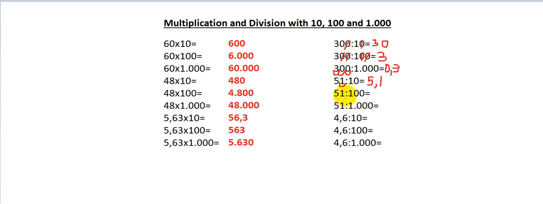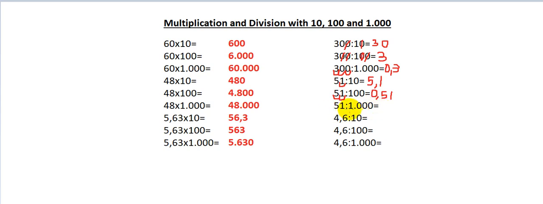Next, we have 51 divided by 100. We start from here, and we move 2 places to the left. 1, 2 in front of the 5. Again, is my answer .51? No, because as we said before, no number can start with a decimal point. I'm going to put a 0 in front of this decimal point.